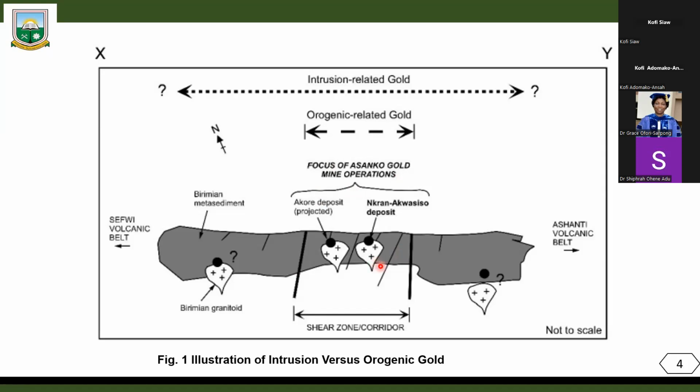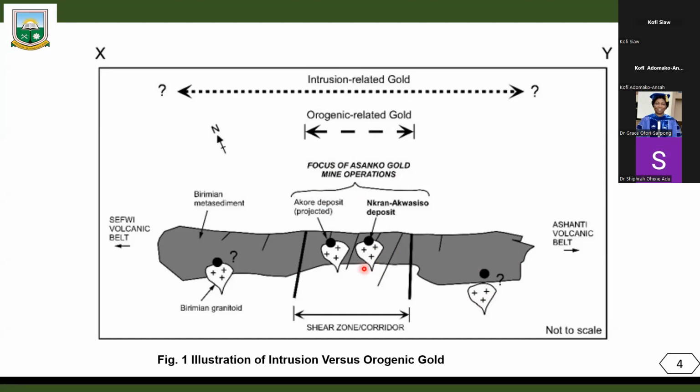fracture or shear zone stretch. One of the other challenges is that because there's no fracturing or shear zone on either side of this section, most of the granitoids that are outside of the shear zone are deeply buried because they do not have any access to come further to the surface to be easily targeted.